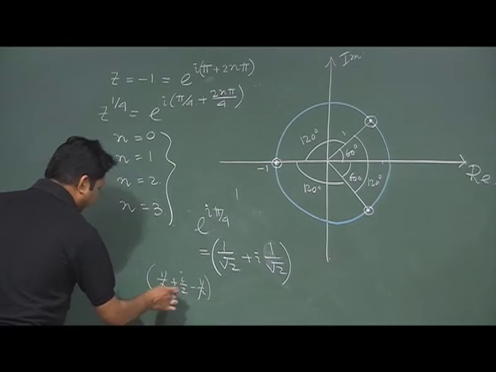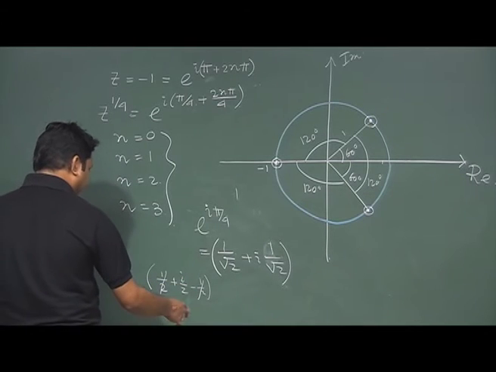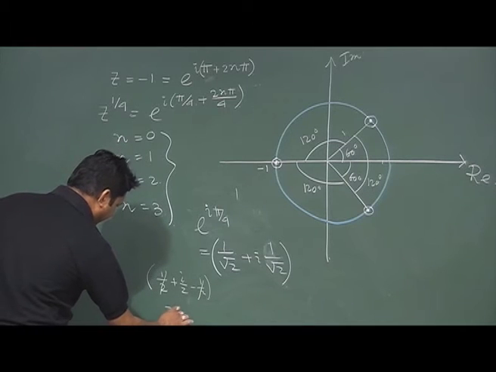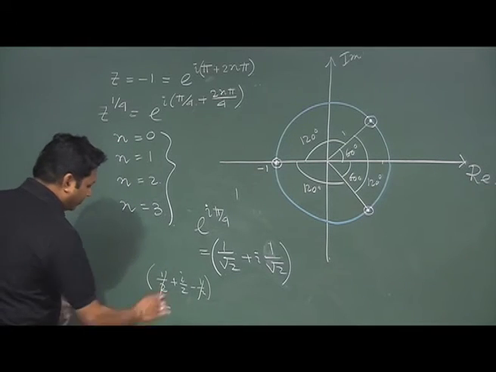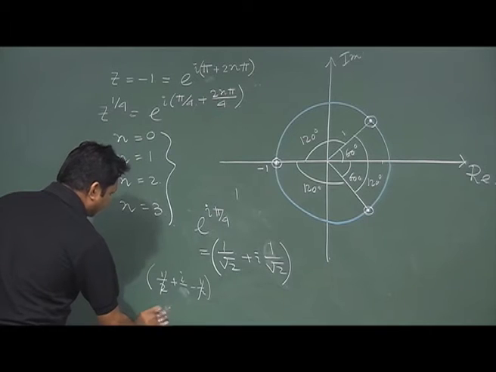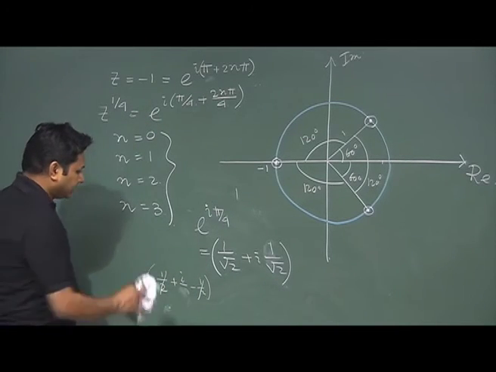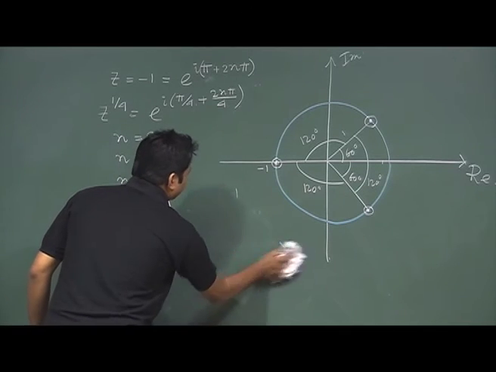So half will cancel out, it will be i by 2, and again if I make a square, no, it is simply i, okay, it's simply i, and then if I make a square of that, it will be minus 1. So correct. So my first root is placed somewhere.